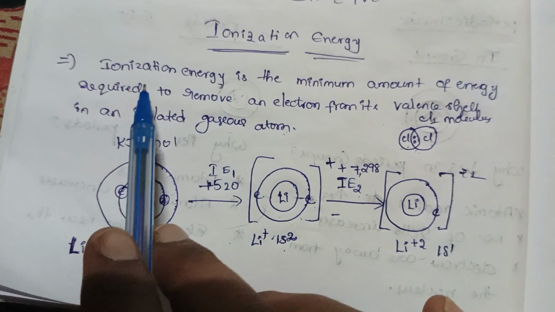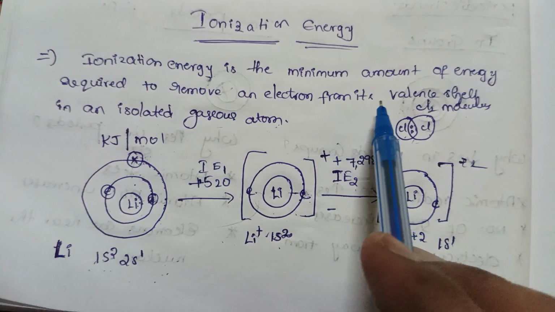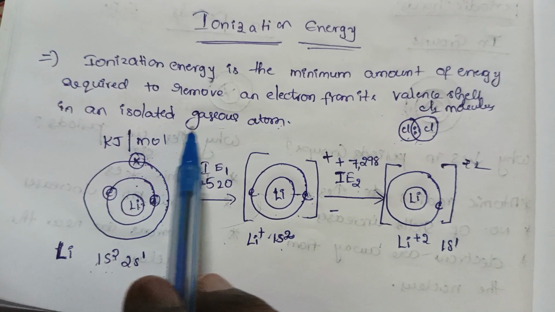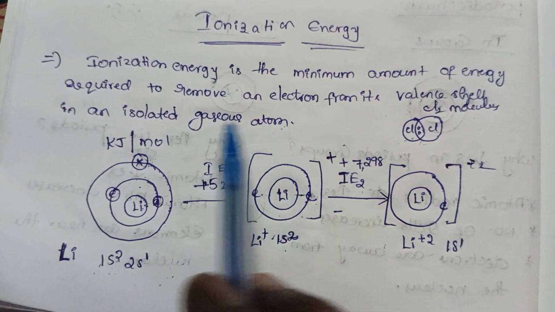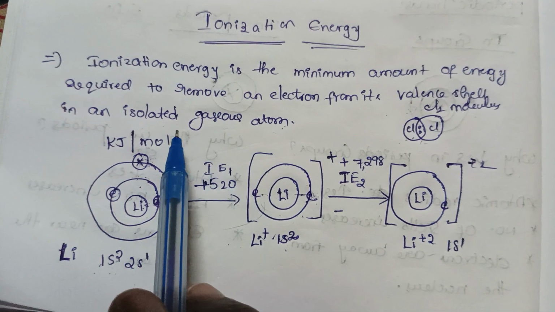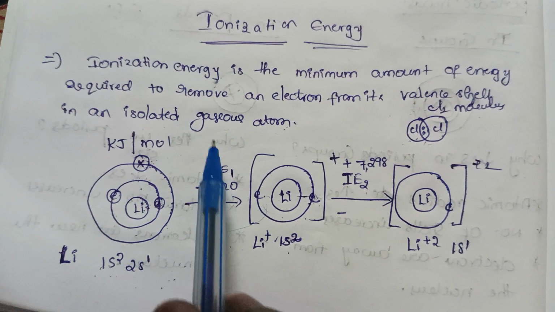Without delay, let's get started. Ionization energy is the minimum amount of energy required to remove an electron from its valence shell in an isolated gaseous atom. What is an isolated gaseous atom? An isolated atom means a single atom, like lithium, sodium, potassium.